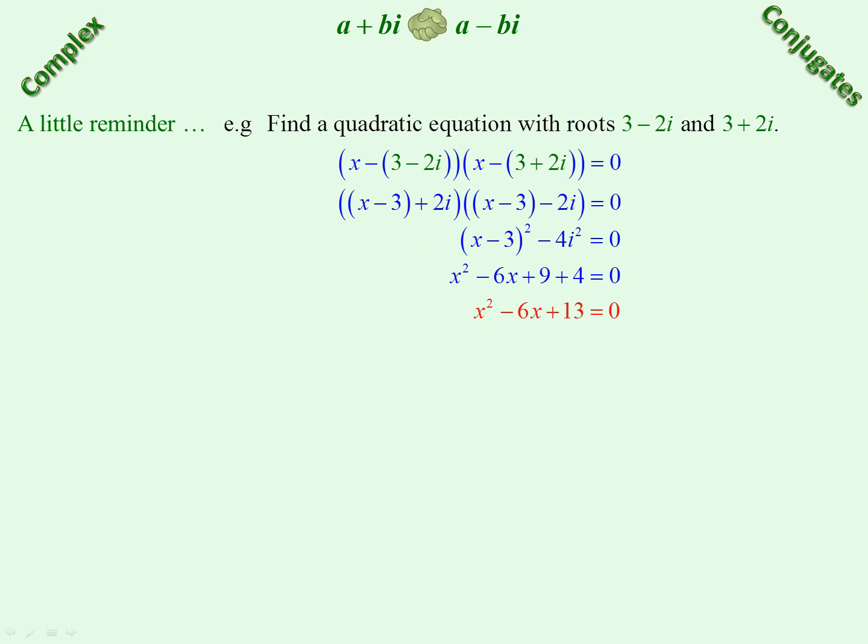So we have an equation. Notice it says a quadratic equation. It's not the only quadratic equation. We could have 2x squared minus 12x plus 26 equals 0.